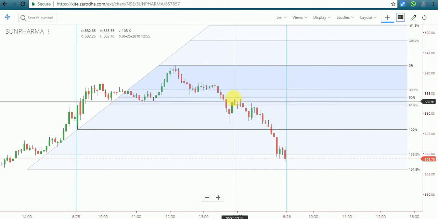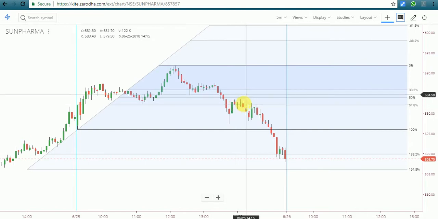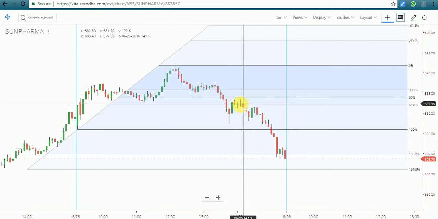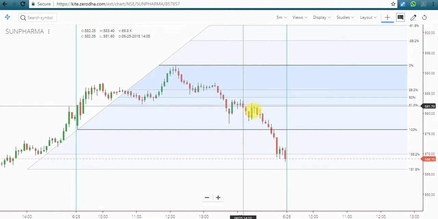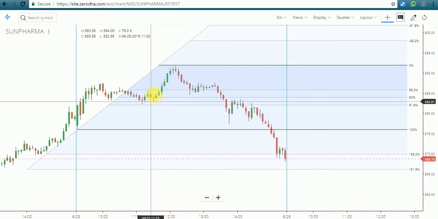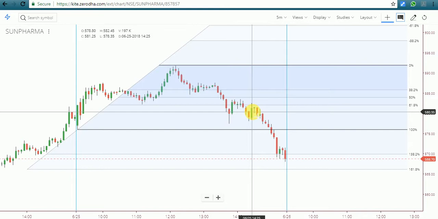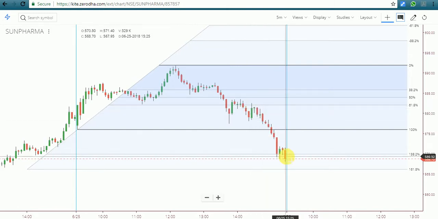Then again what happened, it went sideways. It tried to go up, but it didn't succeed. Again, after that, the 61 is called a weakness. And here we didn't see any candles of that kind, so it means the downtrend still continues. If you see properly here, it's falling nicely below.